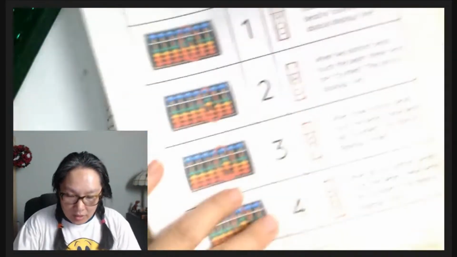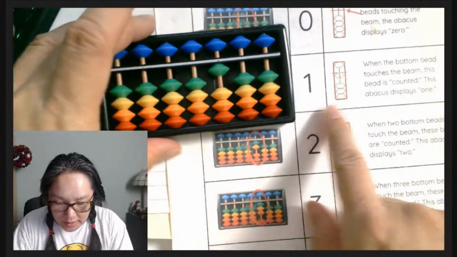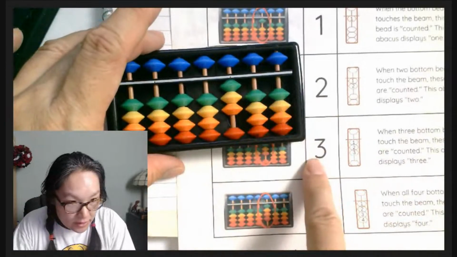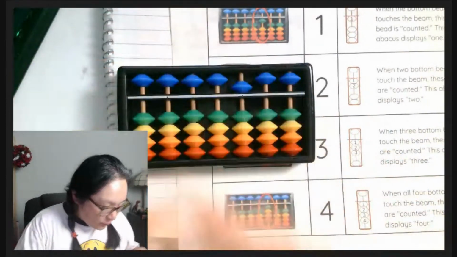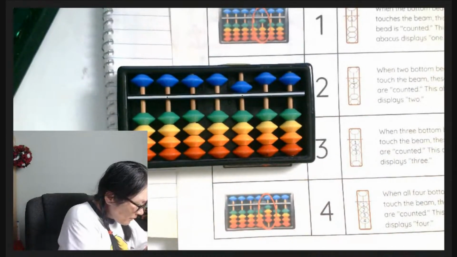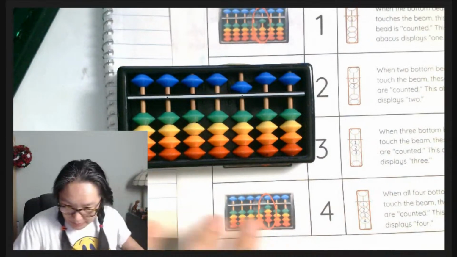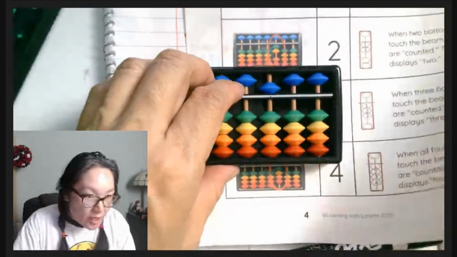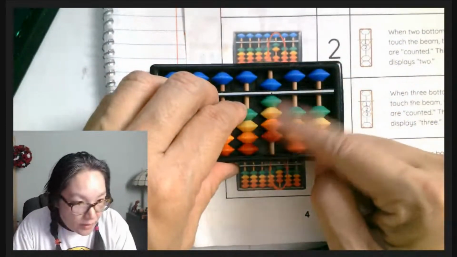So what does that mean? Well, when we look at it, we're going to do 0, 1, 2. We have 2, 3. That's 3. This is 4. And then 5. What's 5? Where's my piece of paper that says 5? So the top bead will always be 5. Because the top bead is 5, we have 6, 7, 8, 9.